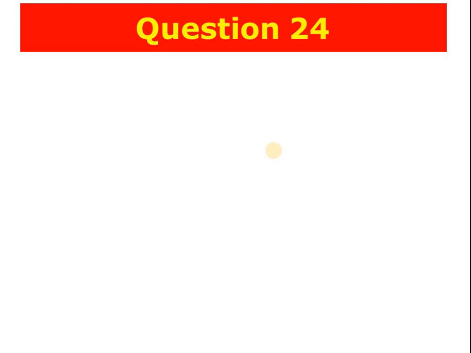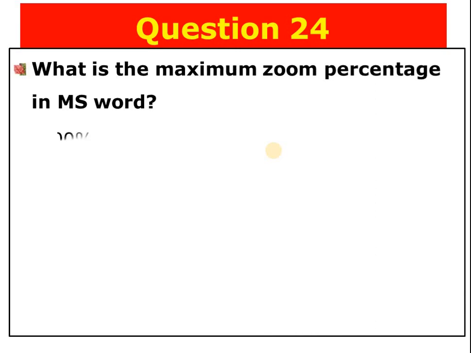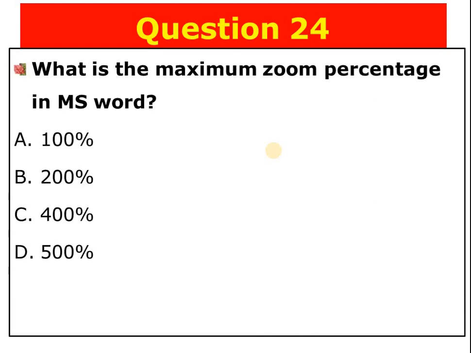Question number 24. What is the maximum zoom percentage in MS Word? A. 100%, B. 200%, C. 400%, D. 500%. The answer is D. Question 24 is D. 500 is the maximum zoom percentage in MS Word.